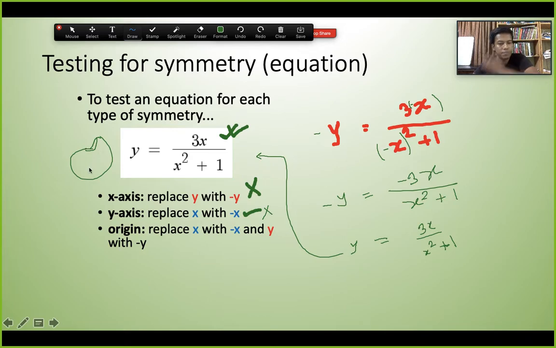Origin. Only this equation has origin symmetry. Origin. This is the O. Okay, so this equation has origin symmetry only.